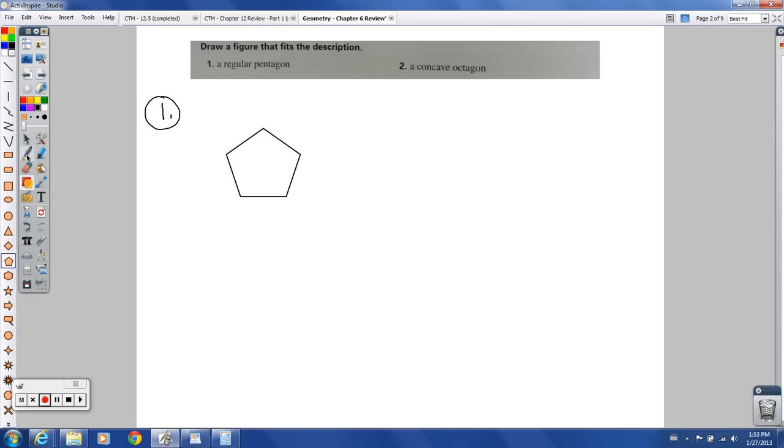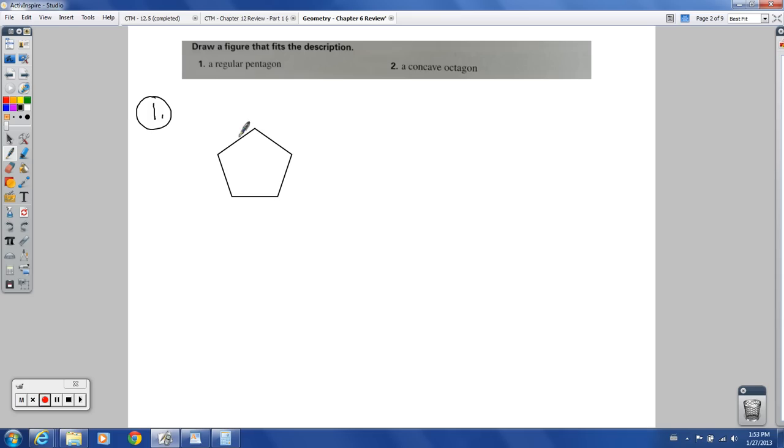I'm not being so picky as to get out a measuring implement and measure each side, but I'm saying what is true about a regular pentagon. All the angles and all the sides are the same. It's both equilateral and equiangular. So I can put this in there, and then that assures me that that would be a regular pentagon.